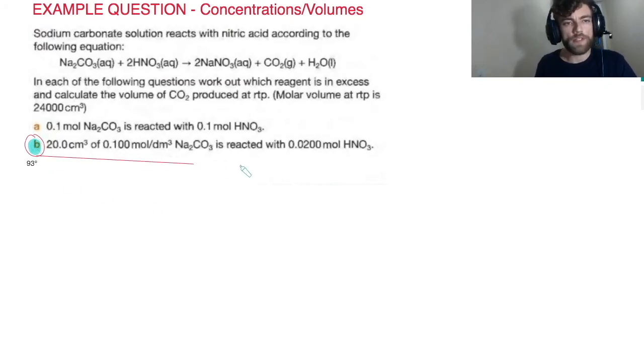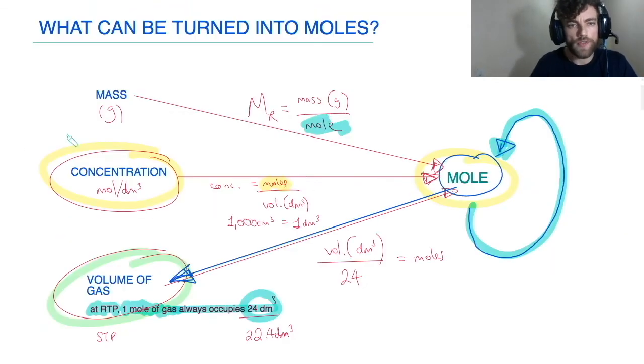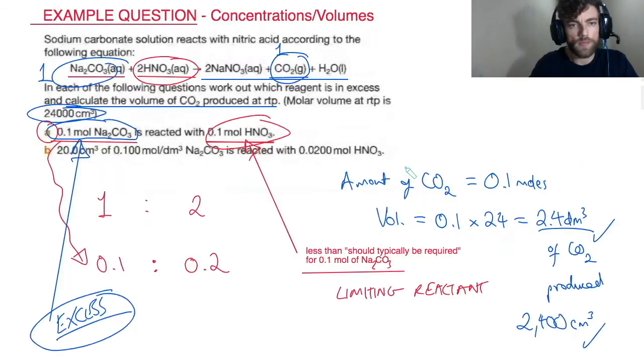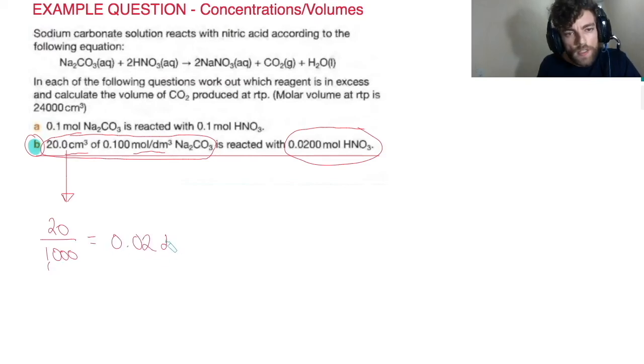Well, question B is very similar to question A. The only difference is, yes, here I am given a molar amount of nitric acid, but over here I am not given the amount in moles of sodium carbonate. So first of all, I must use this branch of my mole diagram to convert from concentration to moles. No problems at all. Let's take a look at the units here. This is in centimeters cubed, this is in moles per decimeters cubed, so I need to put this into decimeters cubed. Remember, the conversion factor is 1,000, so 20 divided by 1,000 gives me 0.02 decimeters cubed.